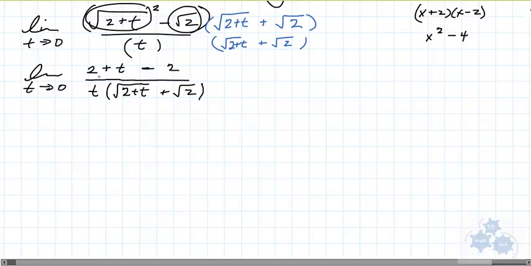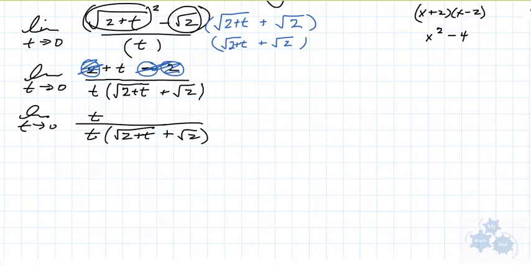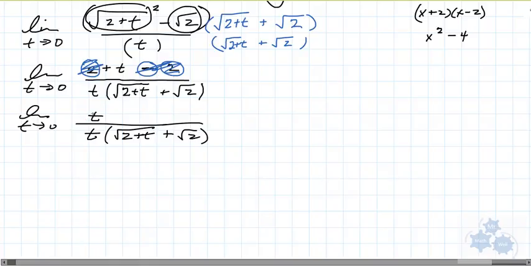And then look at what we have on top here. You see how we have now a 2 minus 2? So that's going to be all gone. And now I'm left with this. Limit as t approaches 0 of just t on top and a t as a factor on the bottom. Yeah, no, take your time. Okay. But what that does, then, is these t's divide out.